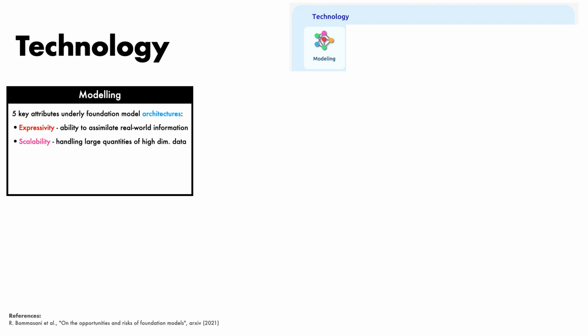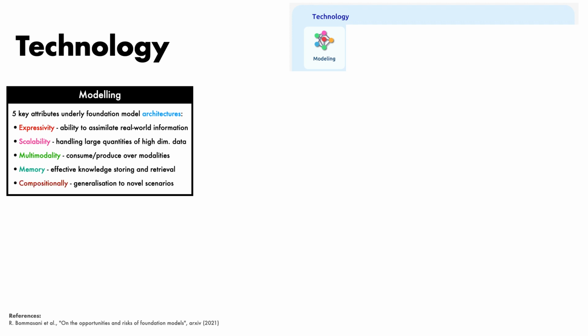These attributes can already be seen in existing architectures, such as the transformer. The next generation of foundation models are likely to focus on multimodality, the ability to consume, process, and possibly also produce content spanning multiple modalities, memory capacity, which refers to the ability of a model to effectively store and retrieve knowledge, and compositionality, which denotes the ability to generalize to novel scenarios in which the model encounters combinations of concepts that may have been encountered separately during training, but never in the combination seen during inference.